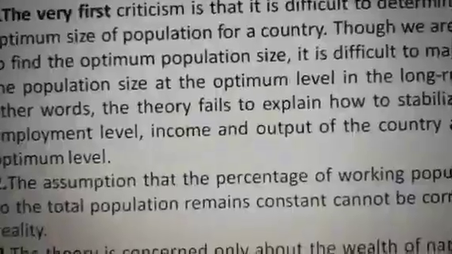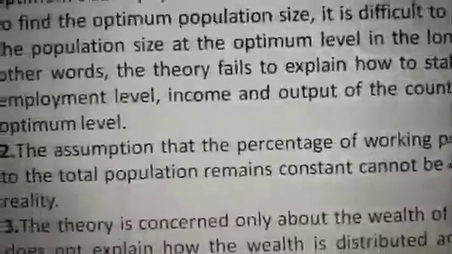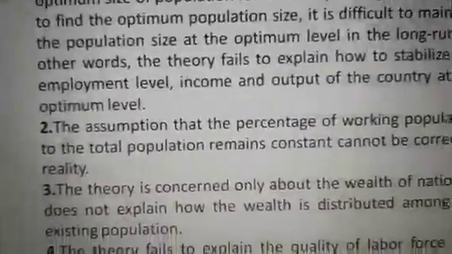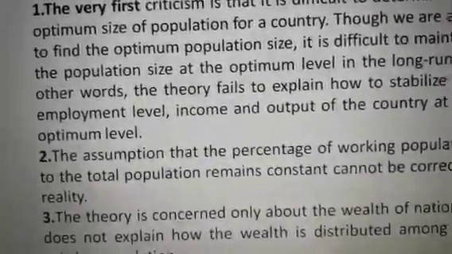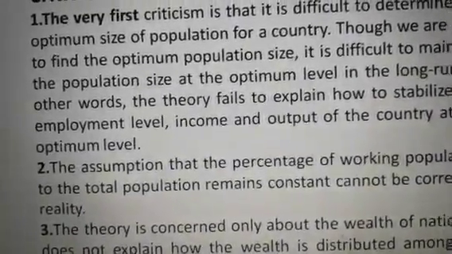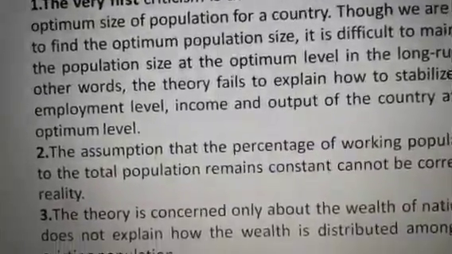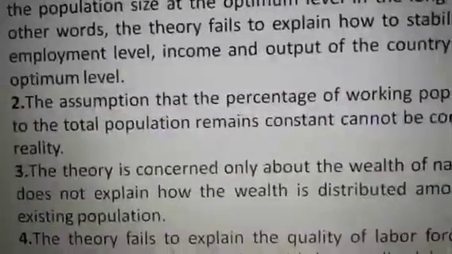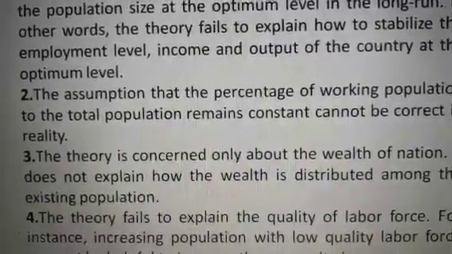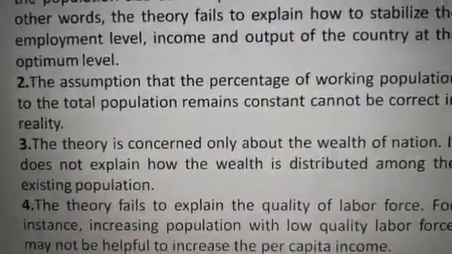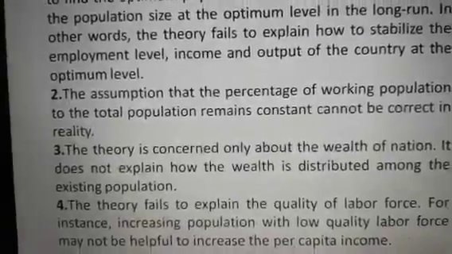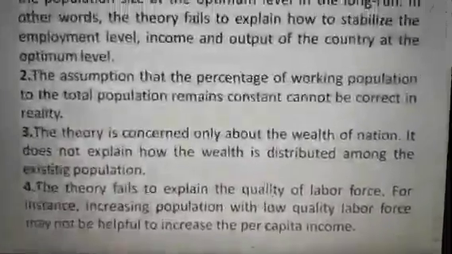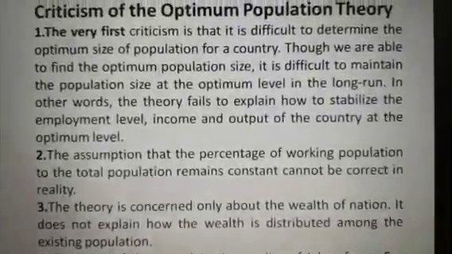In other words, the theory fails to explain how to stabilize the employment level, income and output of the country at that optimum level. So this is a criticism of the theory, and as I told you earlier, we move to the development theory and the dynamism of the optimum theory. And second is the assumption that the percentage of working population to the total population remains constant, which cannot be correct in reality. And the theory is concerned only about the wealth of the nation. It does not explain how the wealth is distributed. And the theory fails to explain the quality of the labor force. So these are all the criticisms of this theory under which you can deal with this topic, dear students.